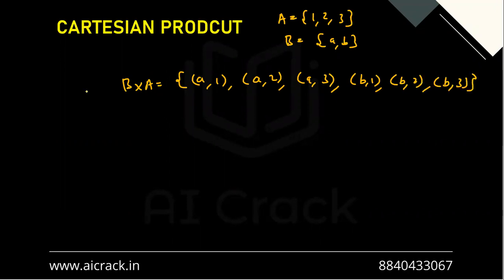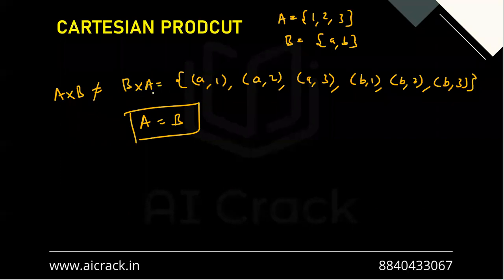Now we can clearly see that A cross B is not equal to B cross A, right? Unless both A and B are the same sets, equal sets. If A and B are equal sets, in that case A cross B equals B cross A. In any other case, A cross B and B cross A are not the same. We can clearly see that because these are ordered pairs. If they had been unordered pairs, things might have been different. But we have defined Cartesian product or cross product like that only, so A cross B is not equal to B cross A.